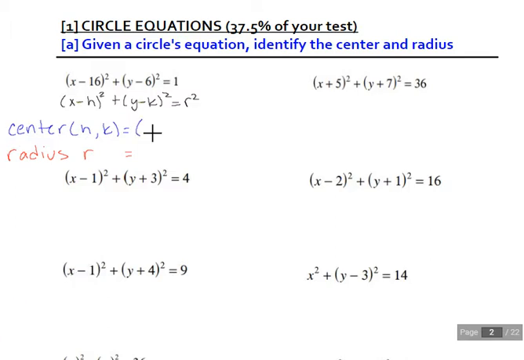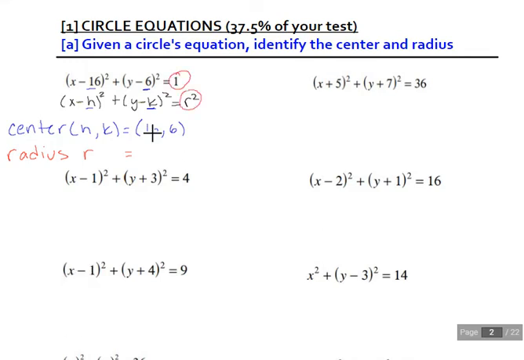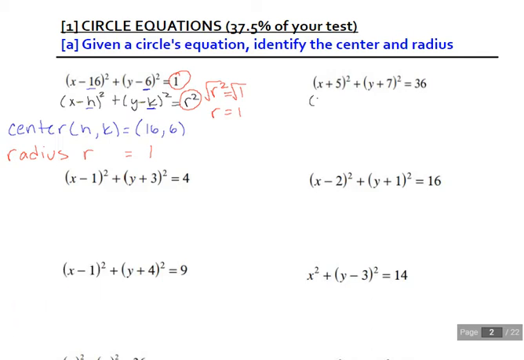Okay? For us, since we have a minus h and we have minus 16, that means the h is just going to be 16. Here we have a minus k and a minus 6, and so the k is just going to be 6. Okay? Also recall that the r squared value is equal to 1, so if I square root both sides, the r is just going to be 1. So for the first question, the center (h, k) is (16, 6), and the radius is just going to be 1. Okay? So I'm going to start with the equation again. You're going to find that that's my preferred method, to write this equation over and over again. You may not need to, but that's just my thing.